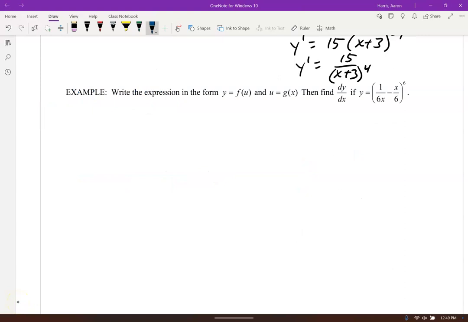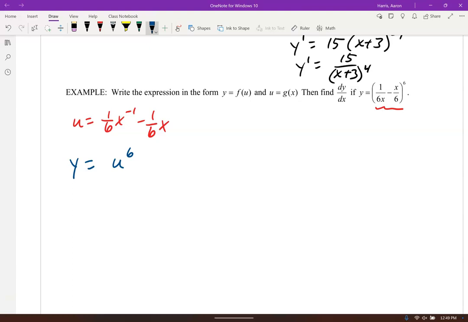All right, this one we've got y equals, let's see, I'm going to let my u be, oops, let me erase that. I'm going to let that u be the inside again. So u is 1/6 x to the negative 1 minus a 1/6x. Okay, so if the u is the inside, y would be the u all to the 6th power, right?